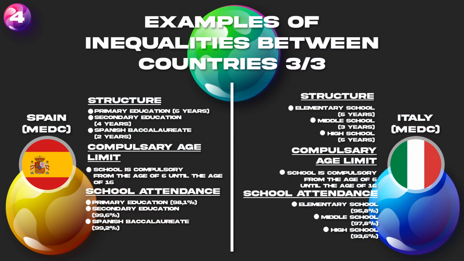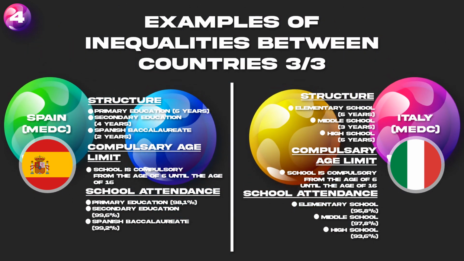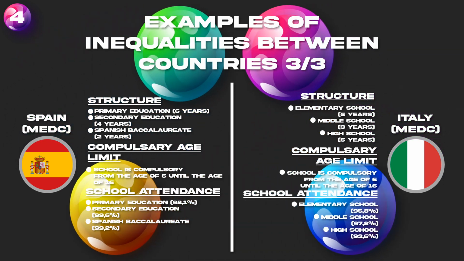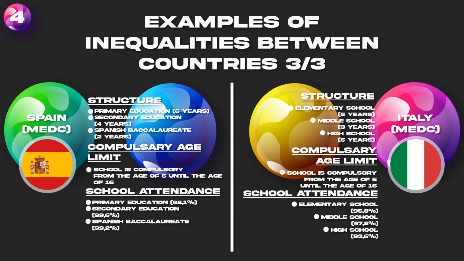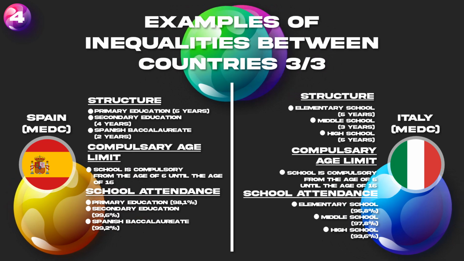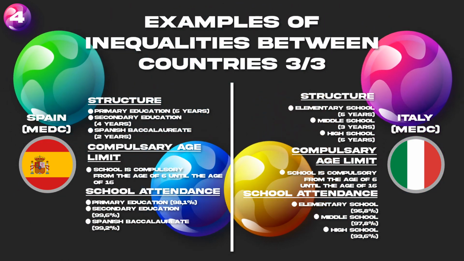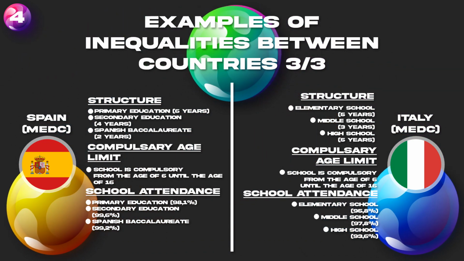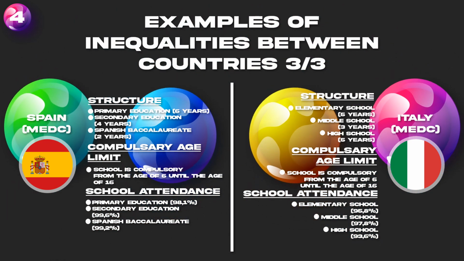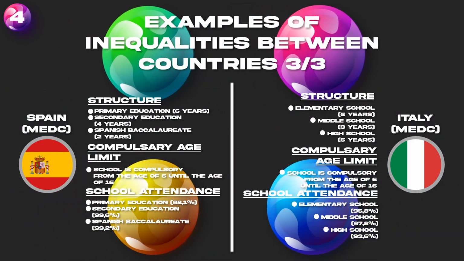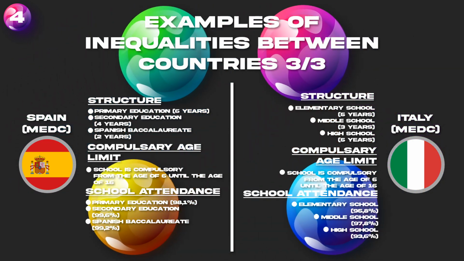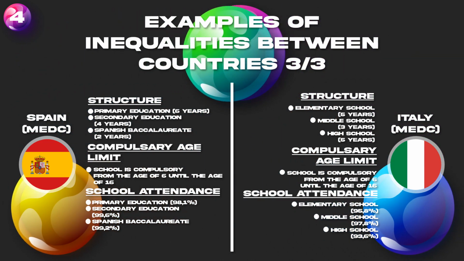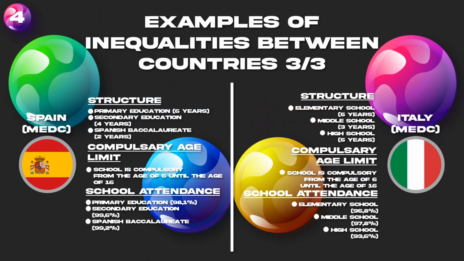This example is going to be a comparison between two countries, Spain and Italy. In Spain, the structure is 6 years for the primary education, 4 years for the secondary education, and 2 years for the Spanish baccalaureate. In Italy, the structure is not really different apart from high school. In elementary school, it is 5 years, in middle school 3 years, and in high school 5 years. For both countries, the compulsory age limit is from 6 until the age of 16.